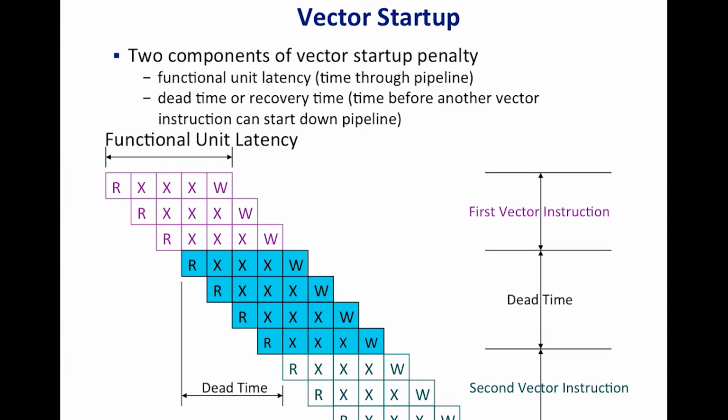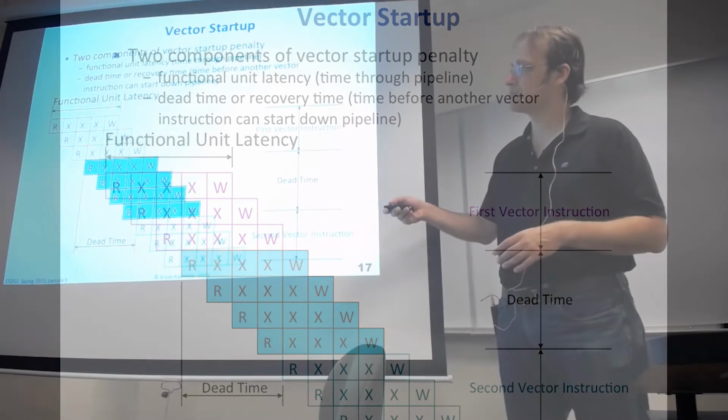In this example, I have a read of the vector registers, 3 cycles of execute, and write back of the result. This is just showing you in the pipeline diagram the elements of one vector instruction going down some functional unit. So it's clear you have to wait for the functional unit latency before you can get a result. Unfortunately, some of the vector machines had an additional delay between one vector instruction and a second vector instruction, what's called dead time.